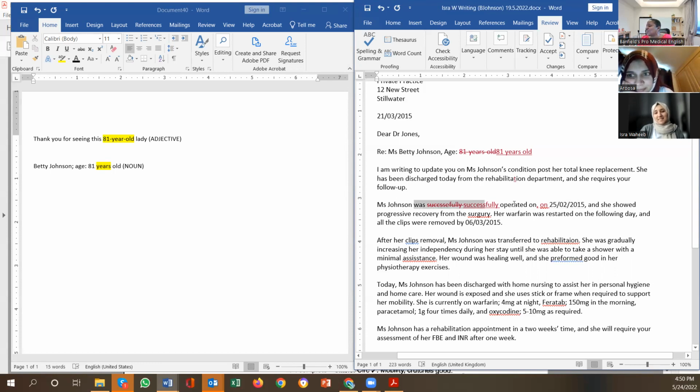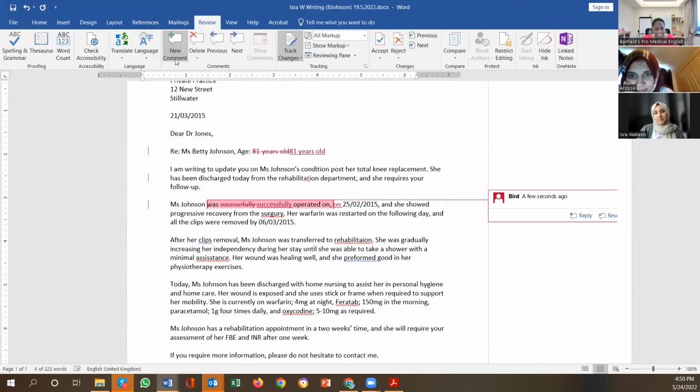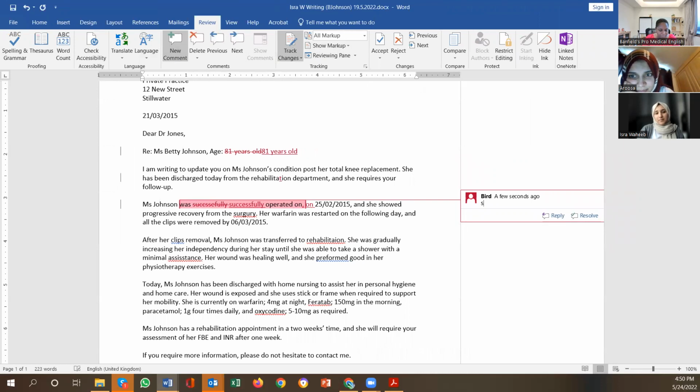So an alternative to that is: she underwent successful total knee replacement surgery on, and then the date. It just simplifies it, but yeah, she was operated on. English is so stupid, huh?